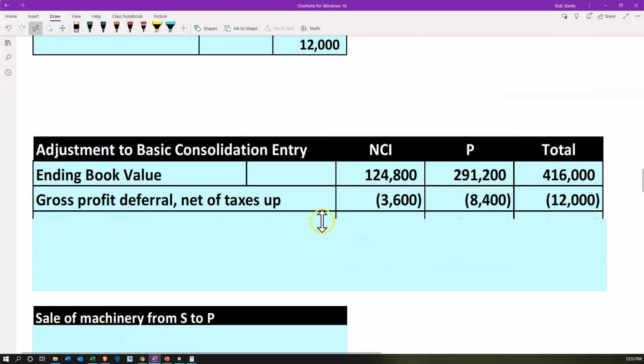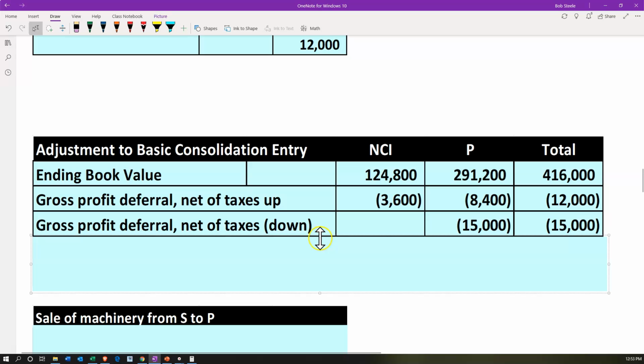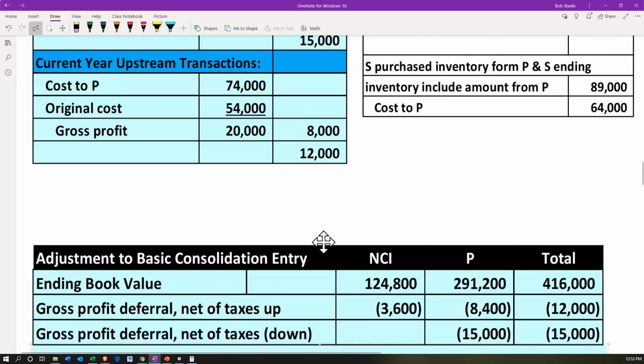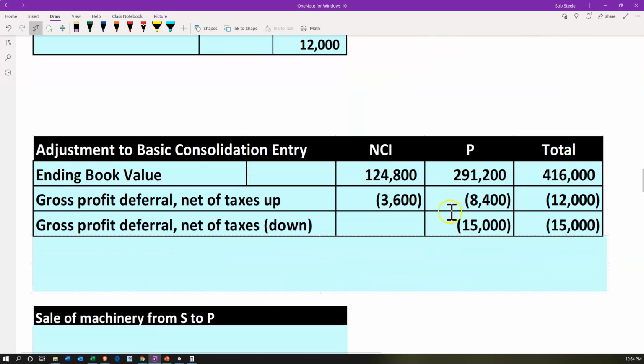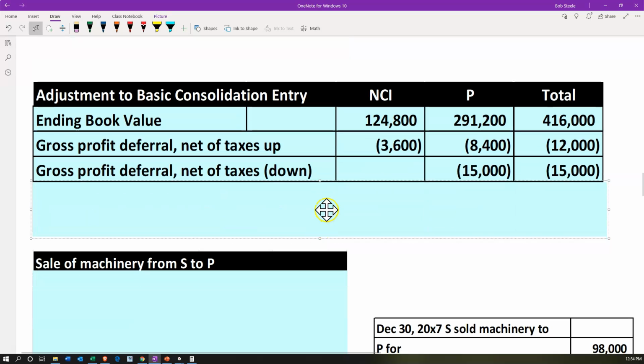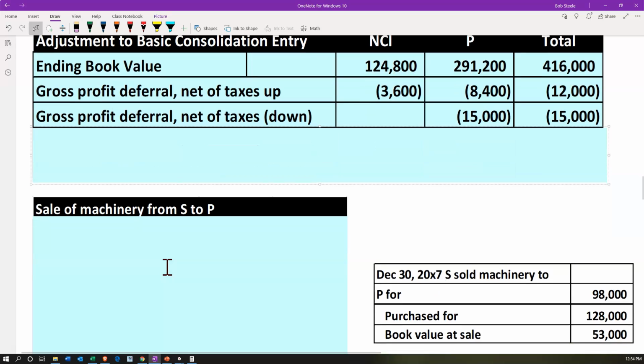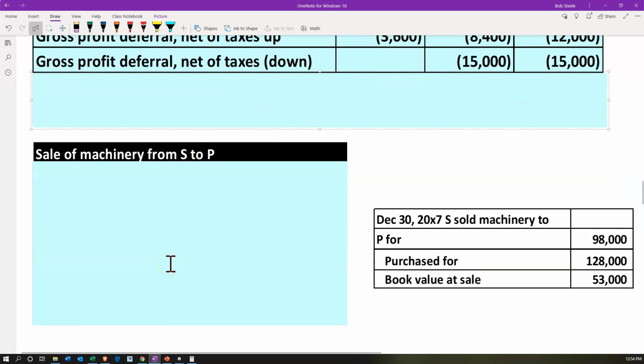Then we're going to take the gross profit deferral net of taxes down, which is the calculation we did up top, the 15,000. So there's the 15,000. We're going to put that in the total column. Because this is a downstream transaction, it's only going to be allocated to P and not to the non-controlling interest. So we're going to keep it there. Now we're going to have another item down here that we'll see shortly, and it's going to be related to the sale of the machinery. So that's the other kind of intercompany transaction that we're going to be taking into consideration. We have the sale of the machinery, one to the other kind of intercompany sale here.